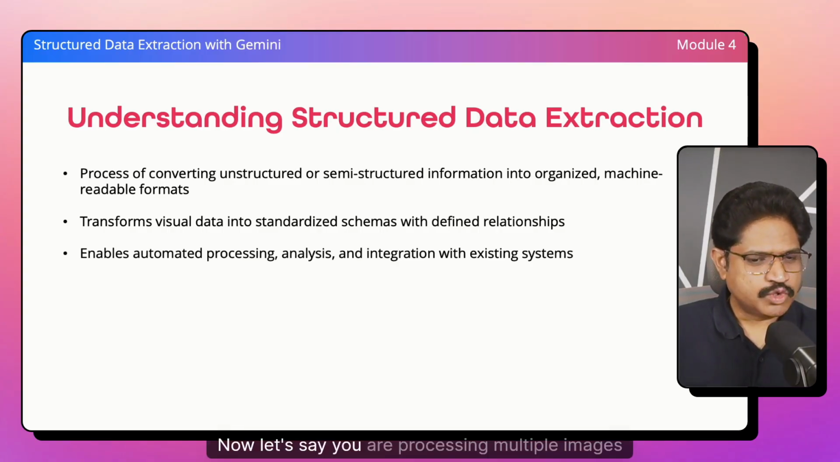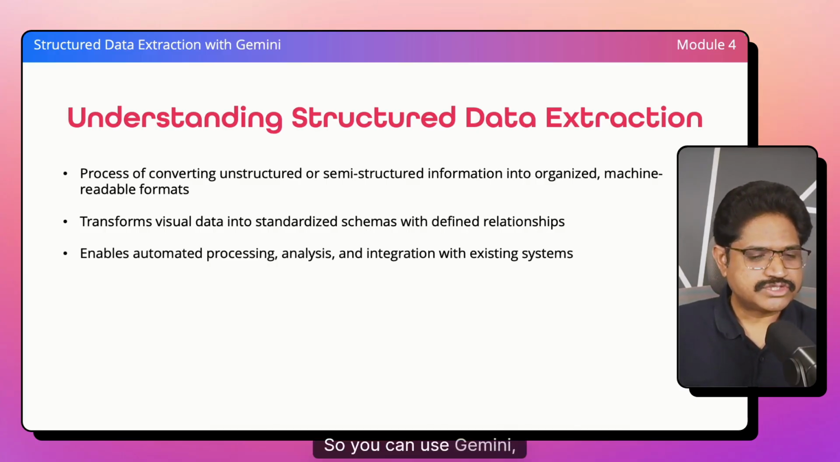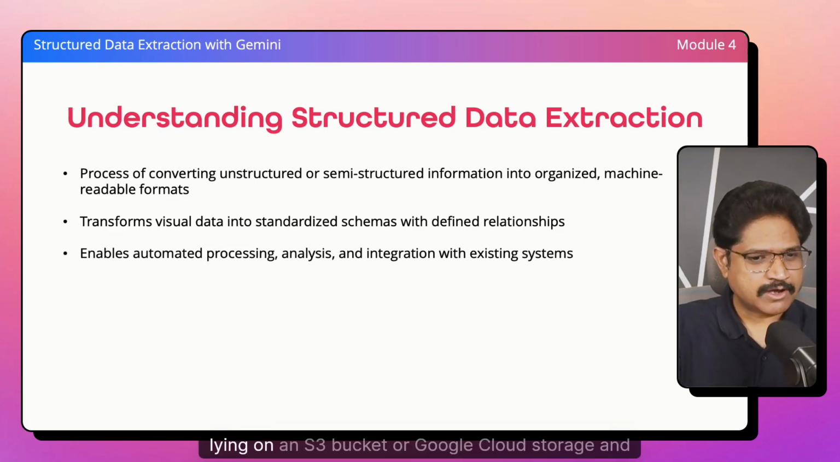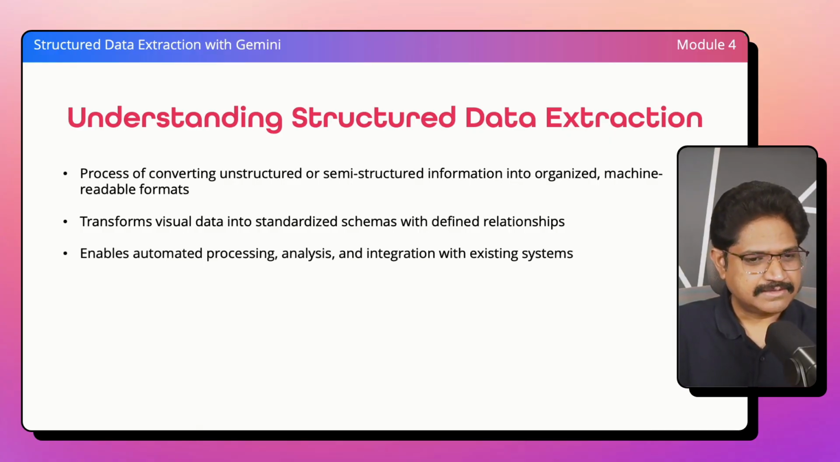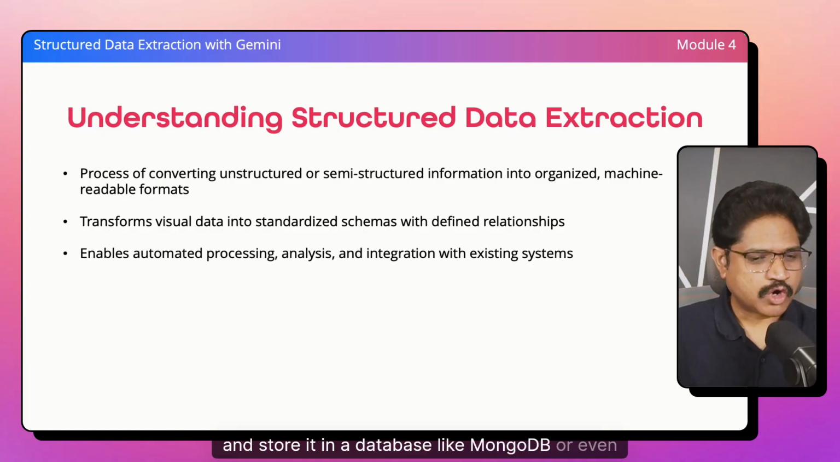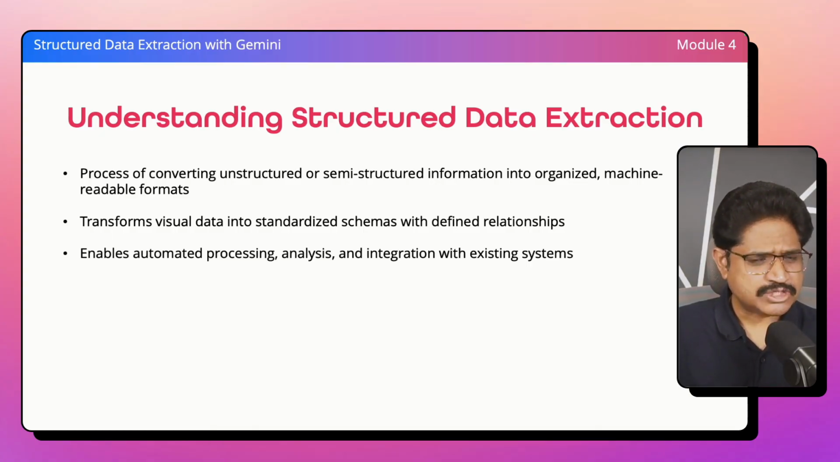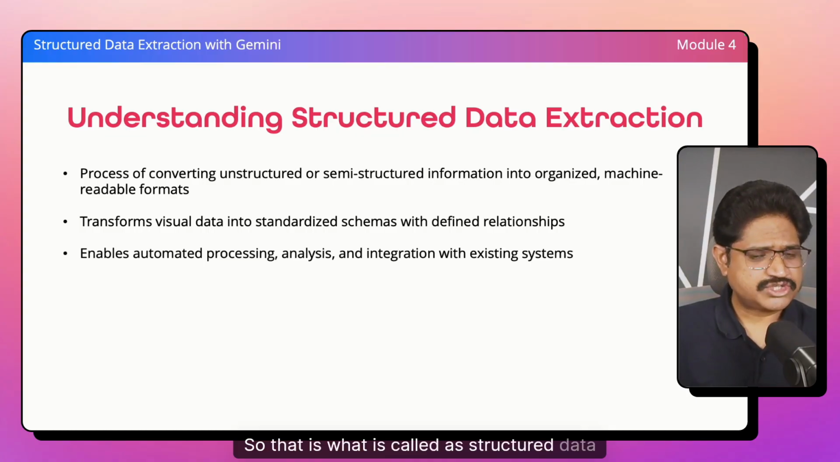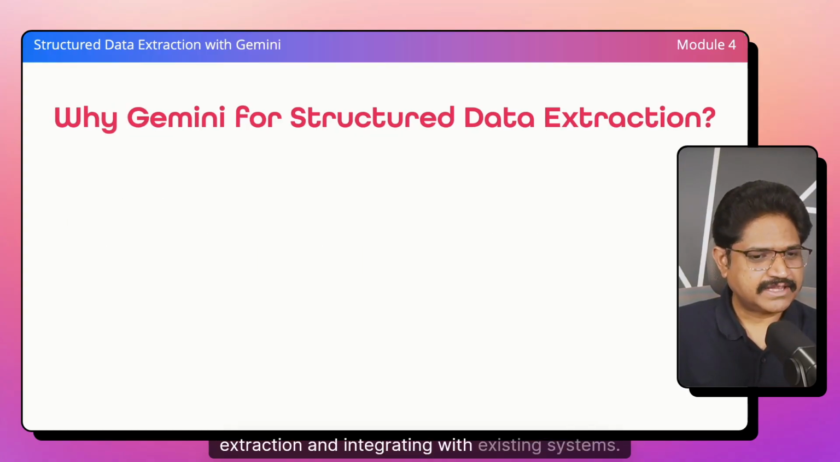Now let's say you are processing multiple images and you have to store the output of these images in structured form in a database like MongoDB, which is typically a document database. So you can use Gemini in a batch process where you read every image lying on an S3 bucket or Google Cloud Storage and extract the structured data and store it in a database like MongoDB or even a relational database like PostgreSQL or MySQL. So that is what is called structured data extraction and integrating with existing systems.